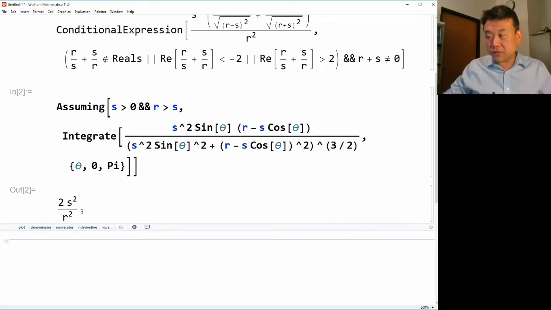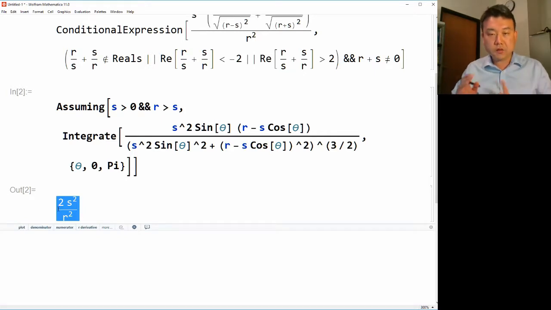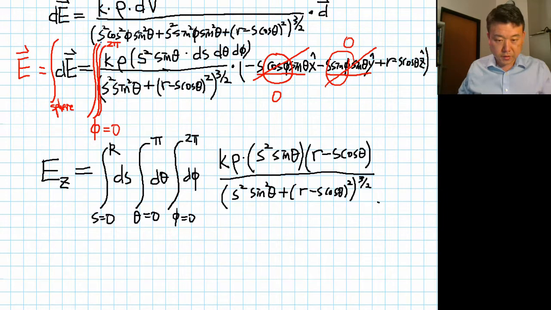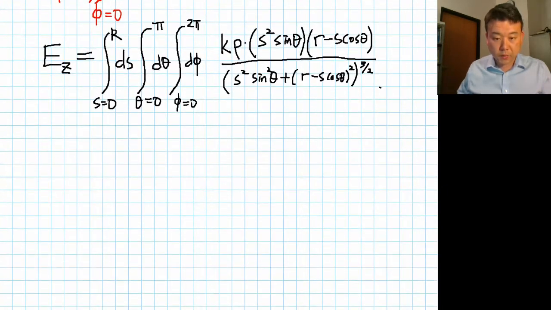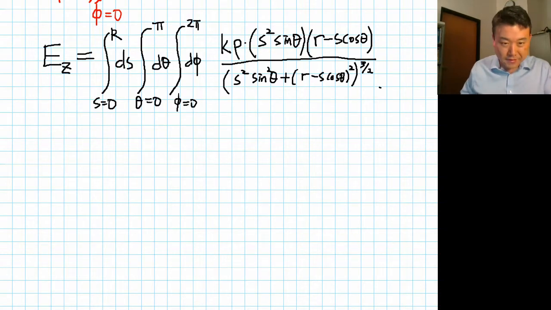So this is the result of the theta integral. Let me use this to simplify the expression we had before, and maybe I can do the rest of the integrals myself. The result of doing the theta integral was 2s squared over r squared for all this complicated expression here. So let me write it down first: k rho times 2s squared over r squared.